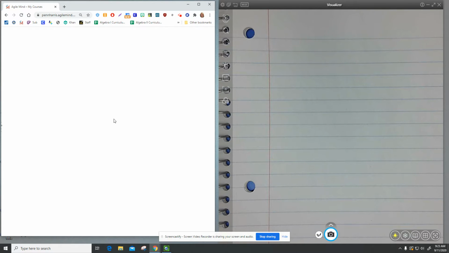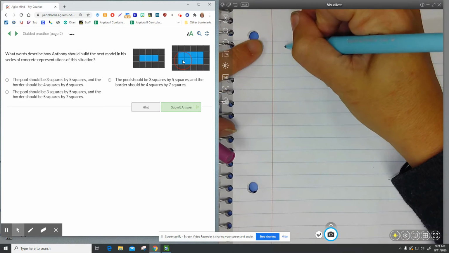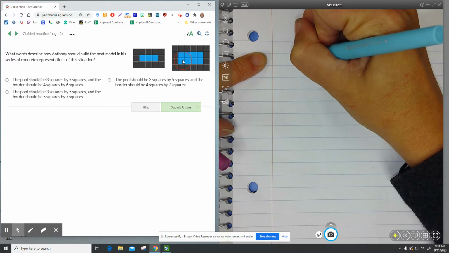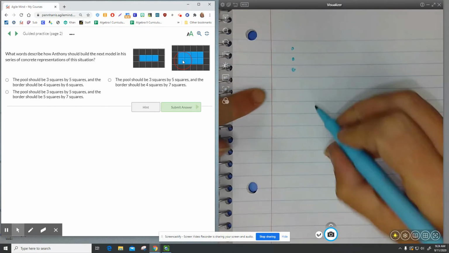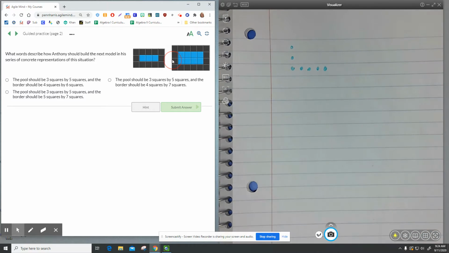So let's take a look at the first problem here. It says, what words describe how Anthony should build his next model? Well, if you look on this one right here, it's 1 tall by 1, 2, 3 wide. His second pool is 2 tall by 4 wide. Going by this pattern, his next pool would be 3 tall by 1, 2, 3, 4, 5 wide.